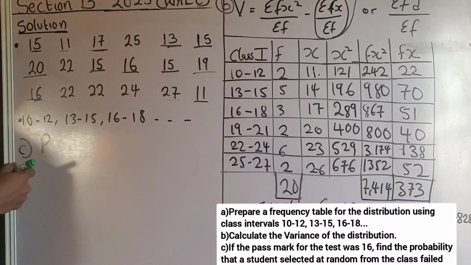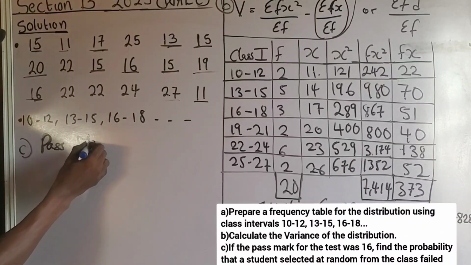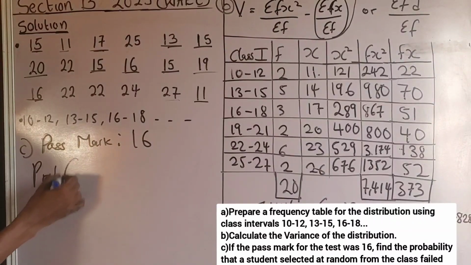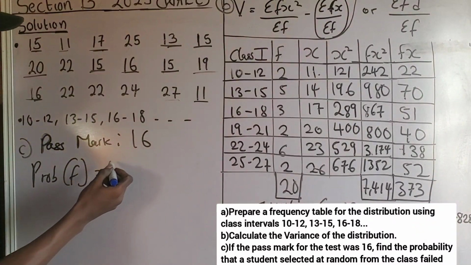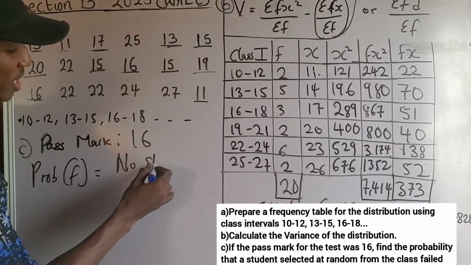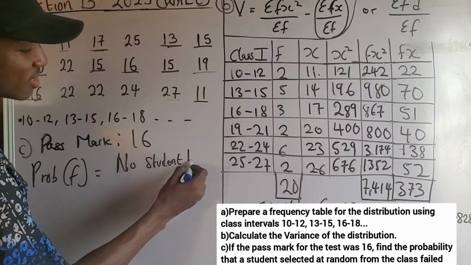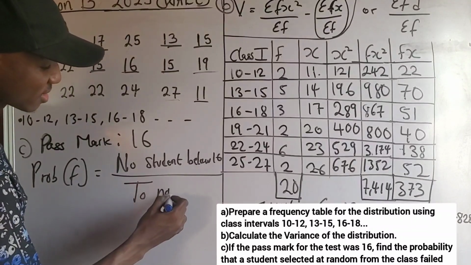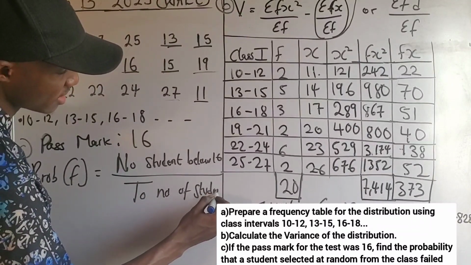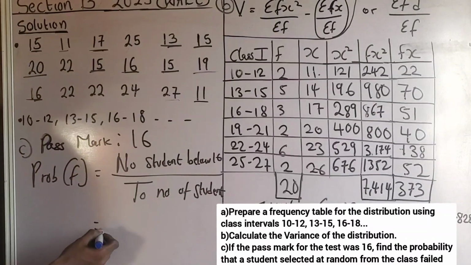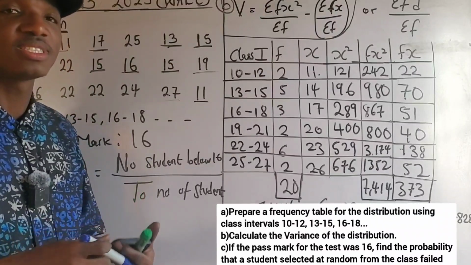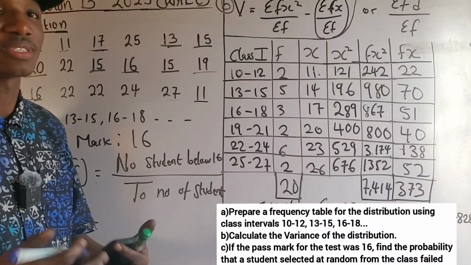Now, the pass mark is 16. Now, the probability that a student failed if the pass mark is 16 is this: the number of students that scored below 16 all over the total number of students. Are you getting it? That is the probability. Do you know the meaning of this statement? What is the probability that a student failed if the pass mark is 16?